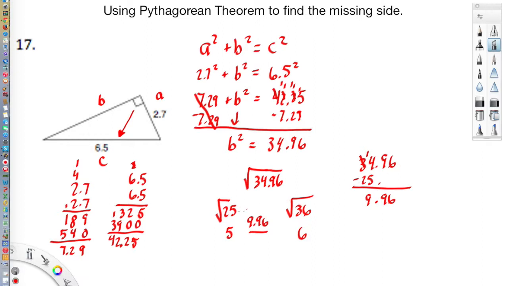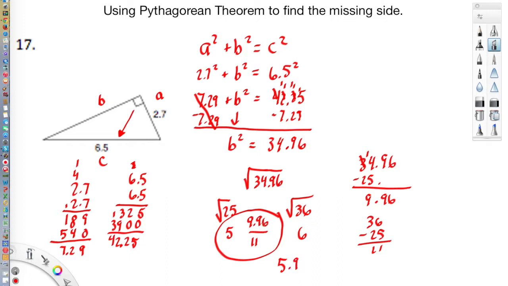And then I need to get my denominator by subtracting these two numbers, 36 minus 25, which is going to be 11. So what I'm going to end up getting here is 5 and 9.96 elevenths. That's a funky fraction. I'll tell you right now, that's going to round to approximately 5.9. So this would round to the nearest tenth. It's going to be 5.9.